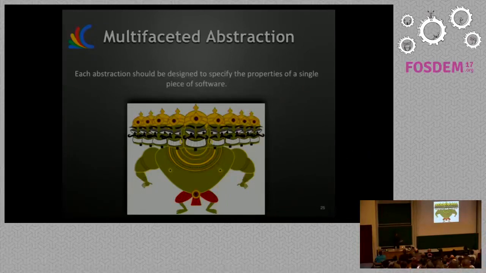And by the way, this character is from the Indian epic called Ramayana. The name of the character is Ravan, who has 10 heads, which I have put to show that it's multifaceted. It's doing too many things.